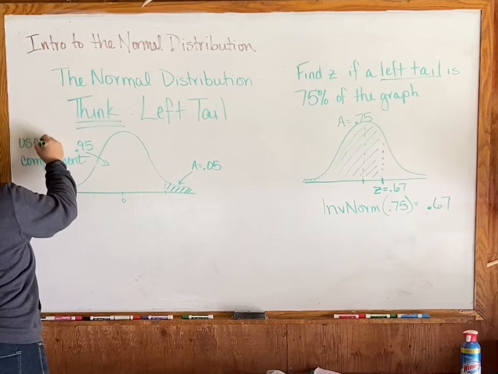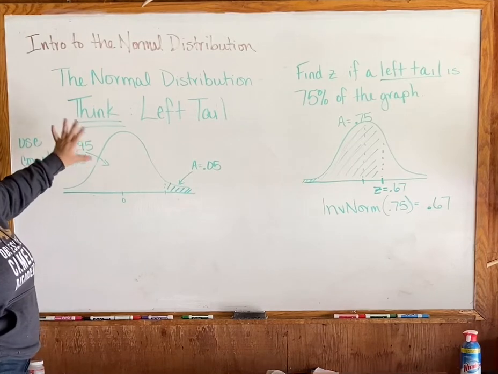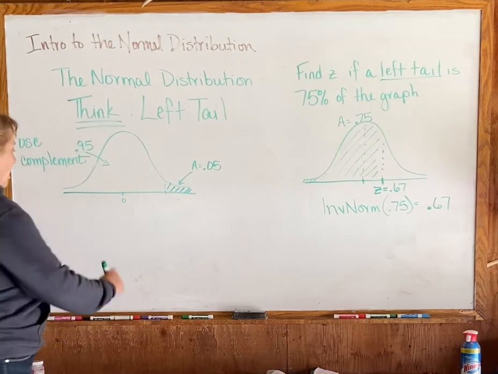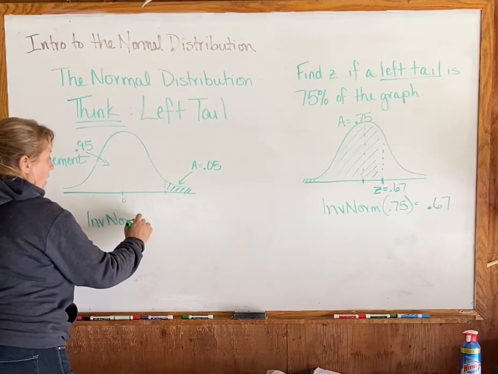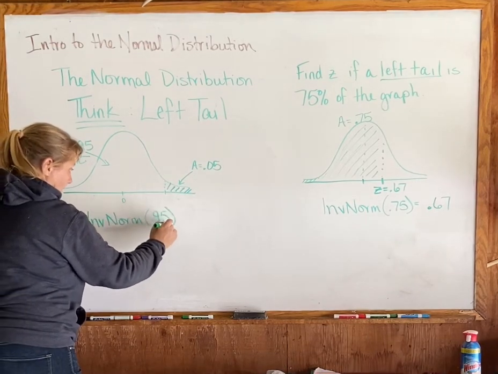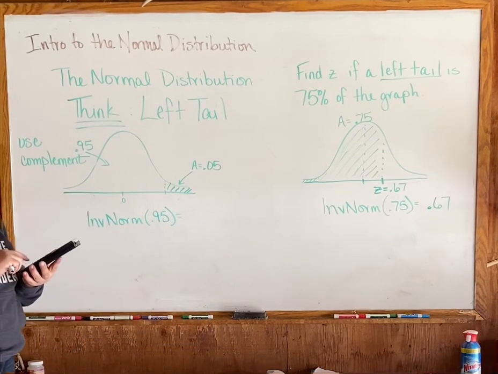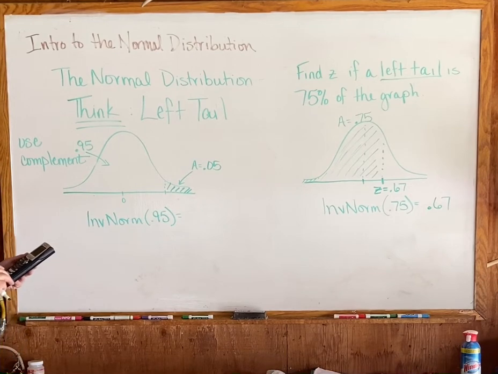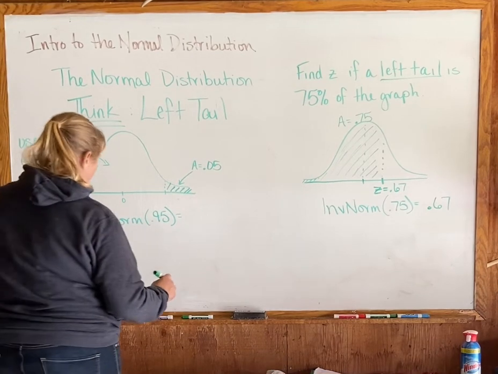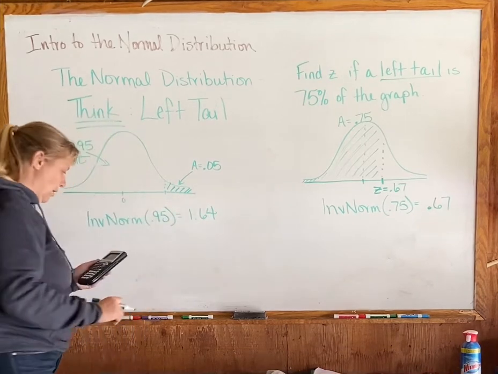So when you're given a right tail of 0.05, what we want to do is think about the complement and use the complement instead. So we're going to go with an inverse norm of 0.95 instead of the 0.05. So inverse norm, 0.95, right? 0.95, boom. And I get an answer of 1.64.